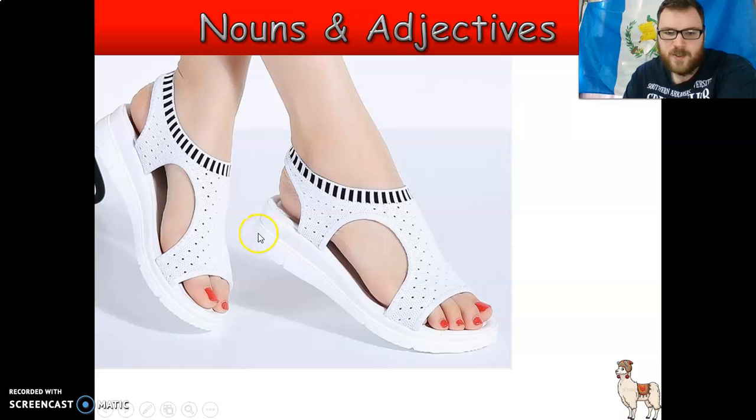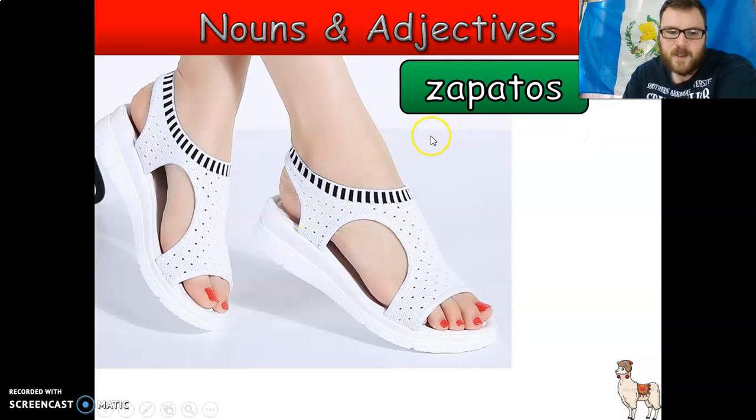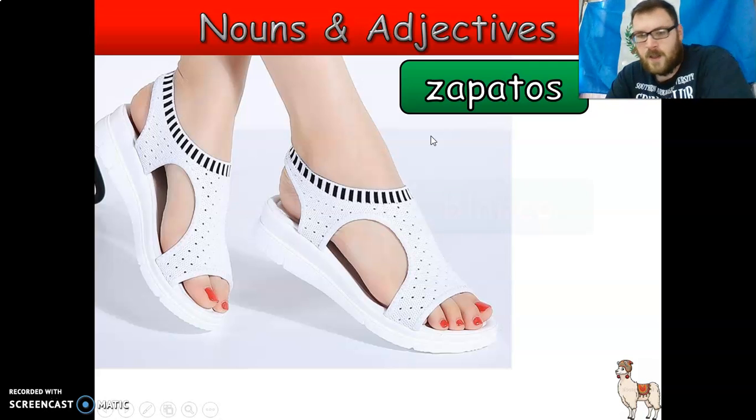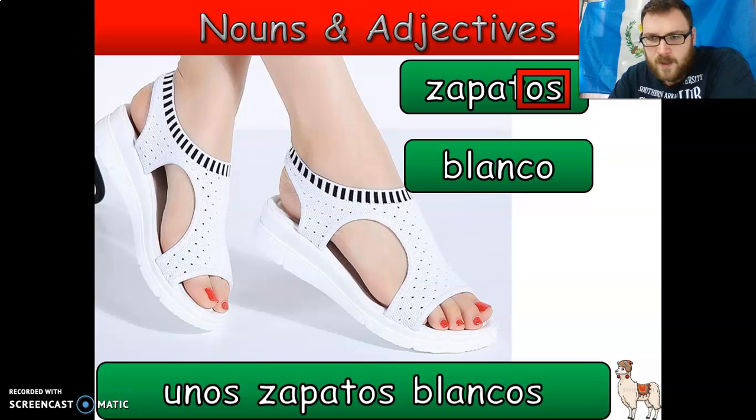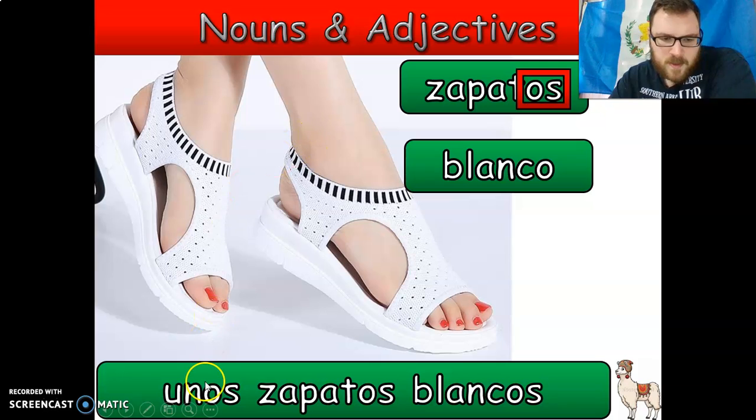With these shoes, we have zapatos, and they are white, blanco. Blanco is white in its base form. So we have zapatos, with an OS, and the article and adjective match. So it's unos zapatos blancos. This unos would be like some in English, some white shoes, because you can't have a white shoes since it's plural. The plural form of a is usually some.